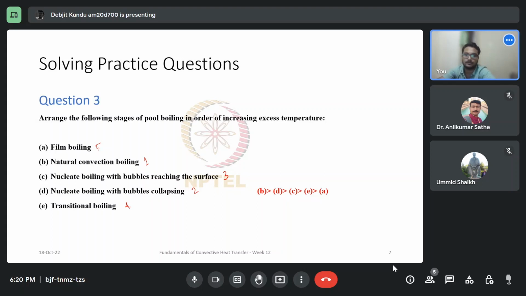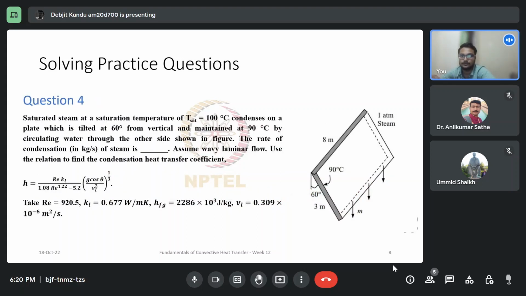We will move on to question number 4 now. This is a numerical type question. So what we have here is saturated steam at saturated temperature of Tsat equal to 100 degrees Celsius condenses on a plate which is tilted at 60 degrees from the vertical and maintained at 90 degrees Celsius by circulating water through the other side. That doesn't matter, but anyway, it's being maintained at 90 degrees Celsius.